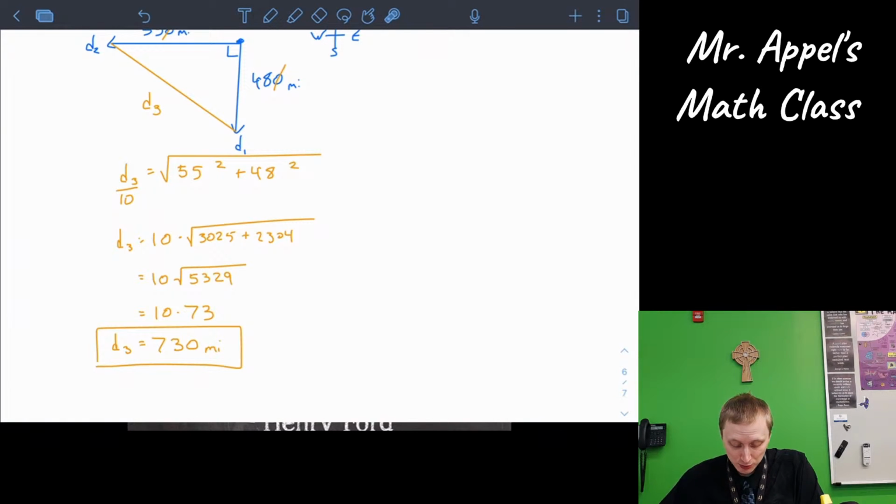But why you would want to find the distance between the planes, I don't know. It's just fun, okay? Maybe they need to communicate with each other and there's something with the radar. I don't know, right? Any questions on that problem?